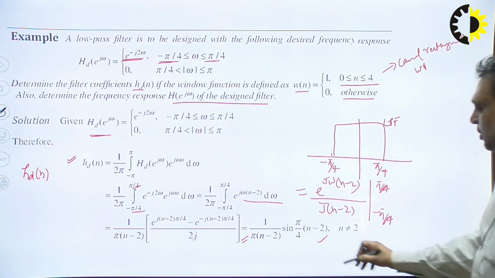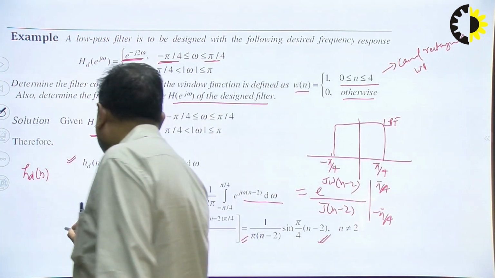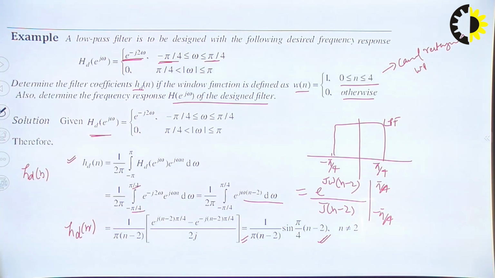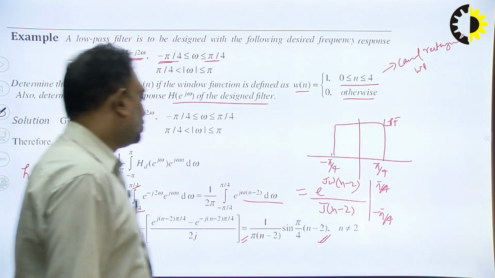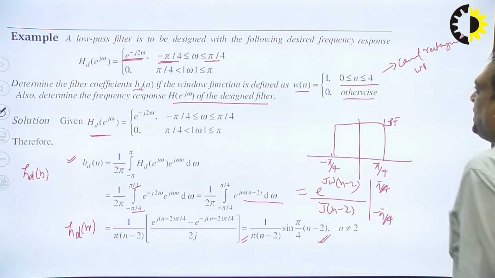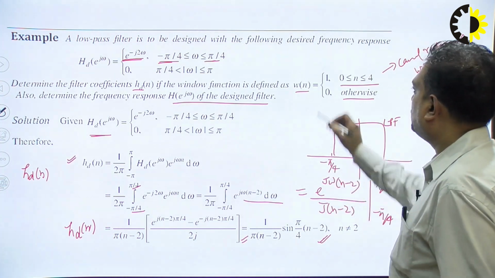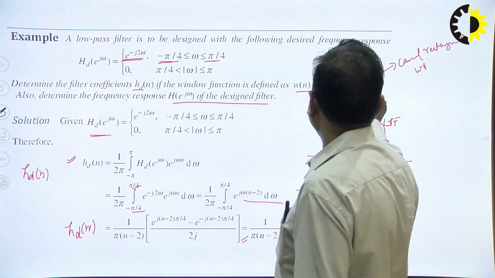Okay, so now we are having hd(n). hd(n) is our desired impulse response. But you need the coefficient values, like here n equals 5. Here the length of the window function is given as 0 to 4.